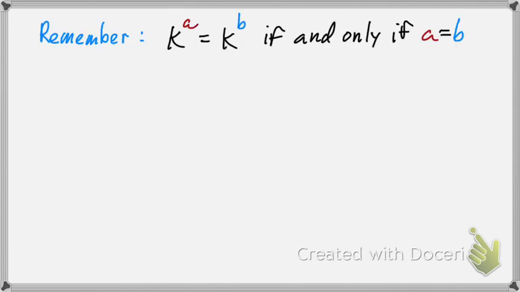All right, so let's take a look at another rule. And this rule says if you've got the same base, K in this case, and you've got it raised to exponents, the only way those two things can be equal is if A and B are equal. So same base, raised to these powers, you know that A has to equal B.